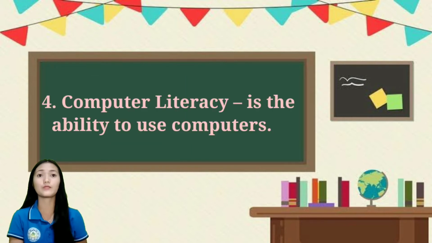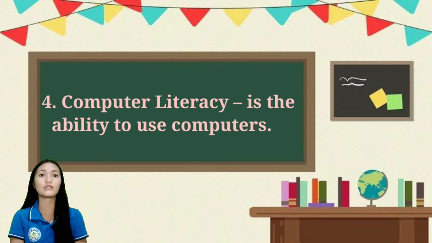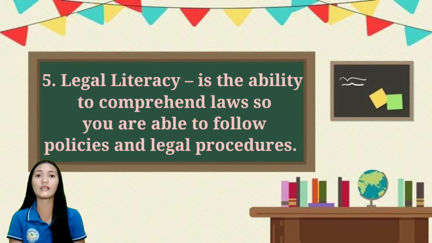Fourth one is computer literacy. It is the ability to use computers. This skill set can range from basic competency like for example, using applications like email and Microsoft Office, to advanced knowledge like for example, programming and computer science. 5 is the legal literacy.